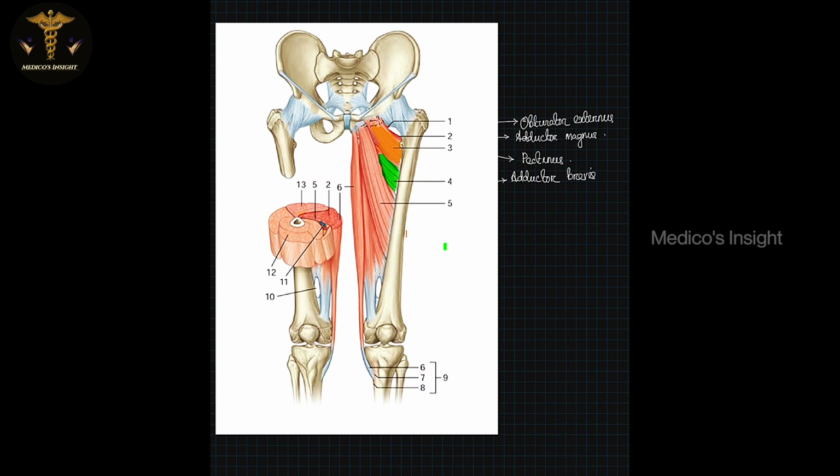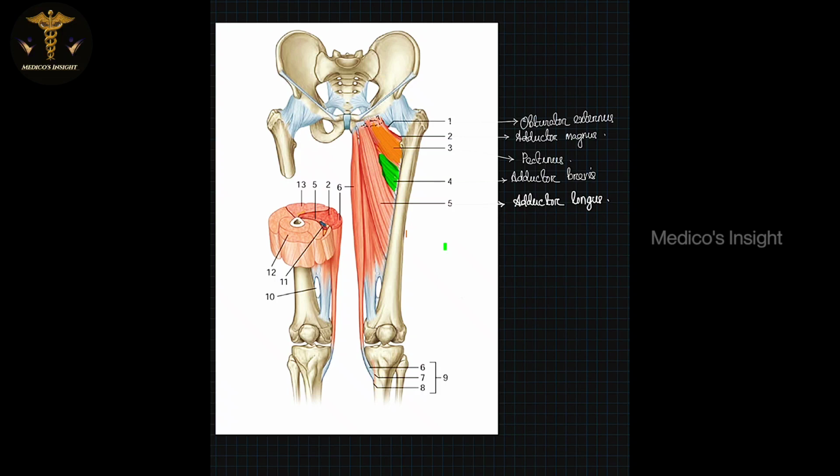So this one is known as adductor longus. As I say, longus means long group of muscle. This one is adductor longus. All arise from the ischial tuberosity of hip bone.